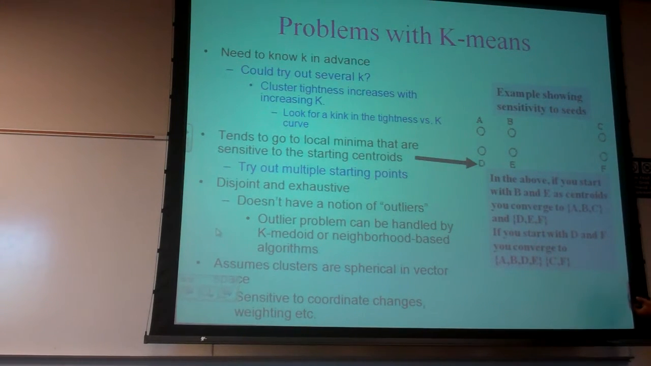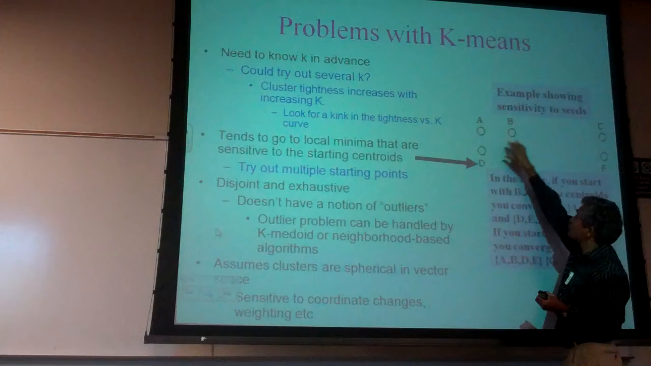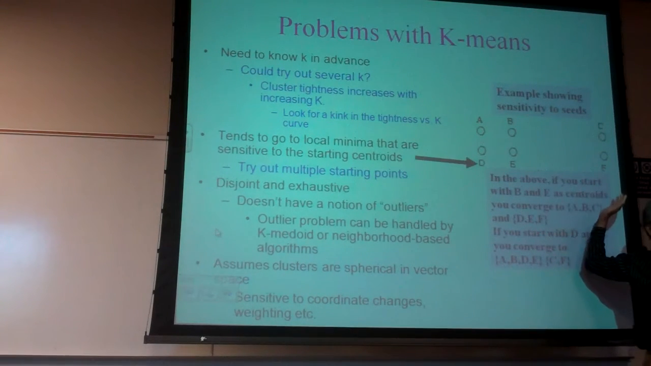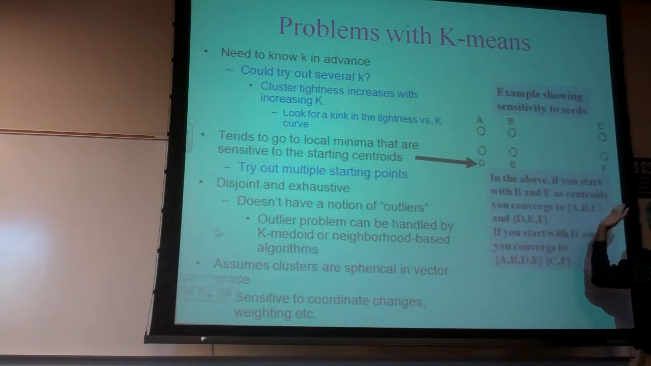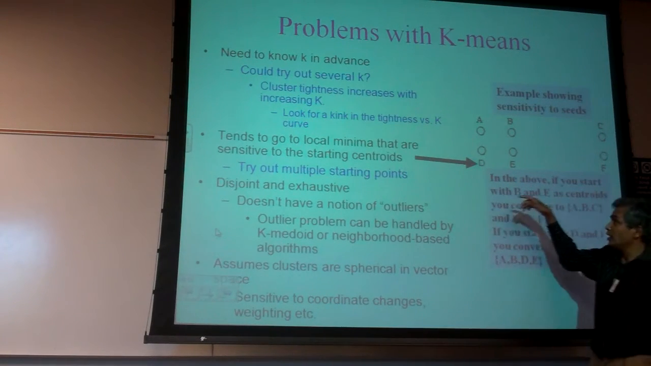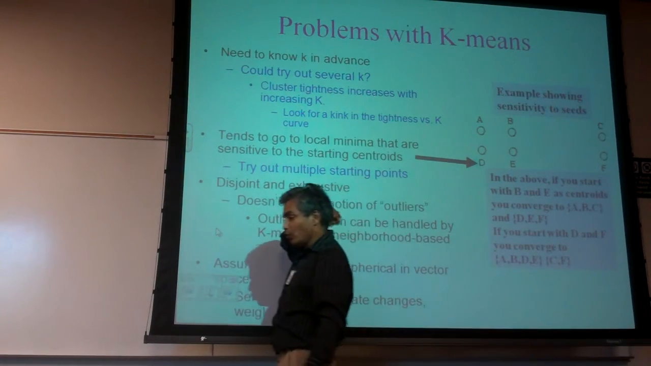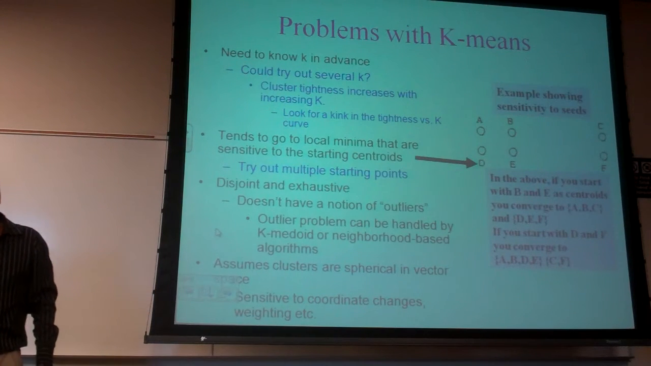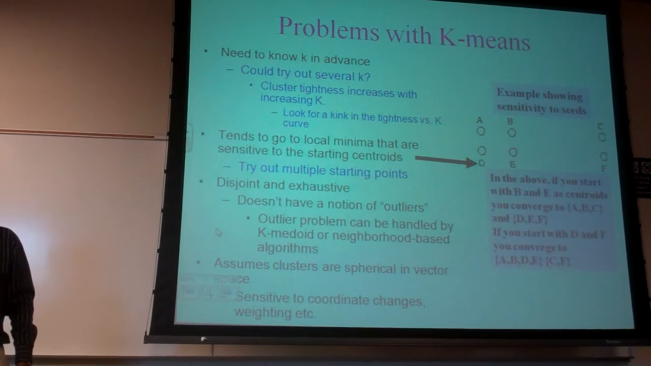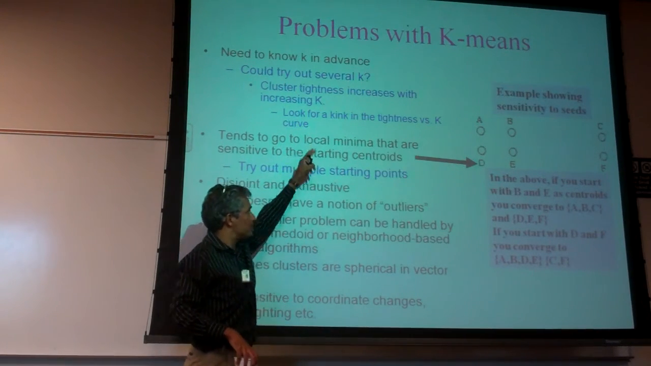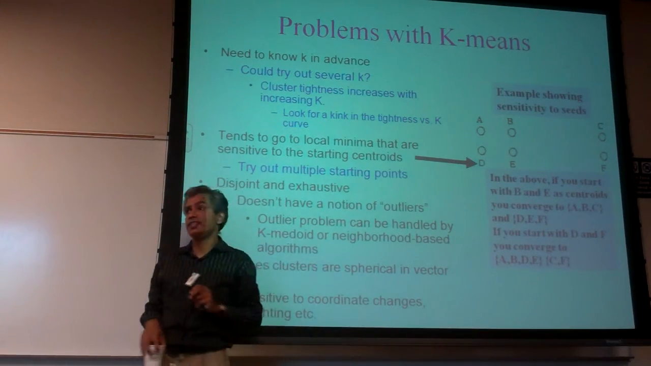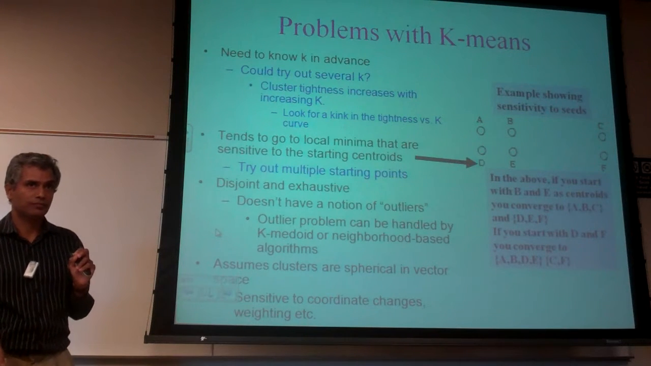Now in this case, you could have said, well, B and E are not as good as D and F because D and F are already far apart. And so it's always a good heuristic to start with things which are far apart. But in general, that's not a fail-proof idea. It's a heuristic. So in general, even if you know what the right K is, the optimum you get to is still sensitive to the starting points.